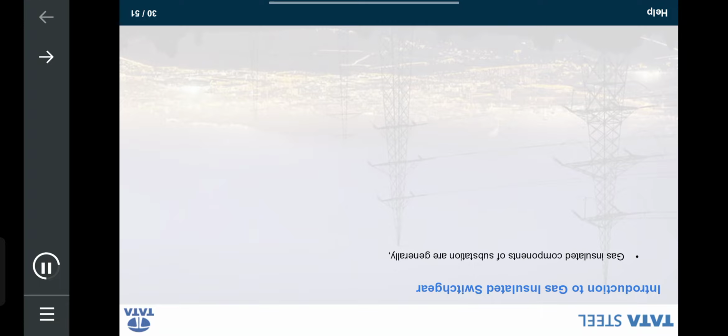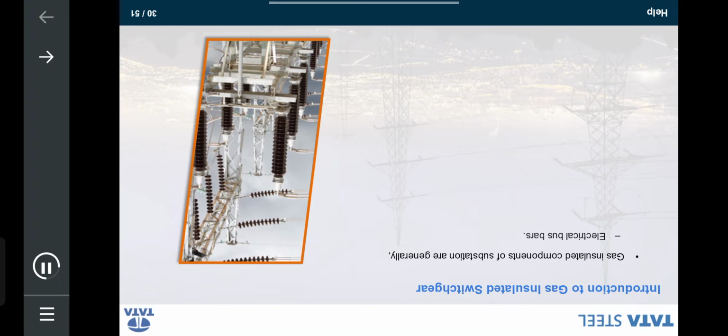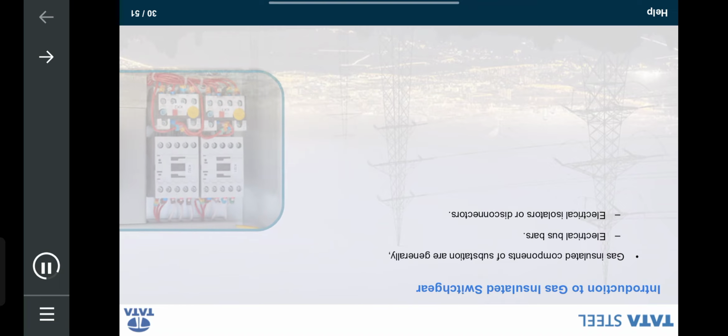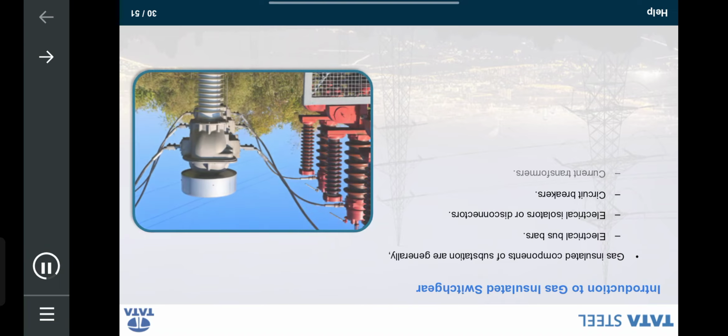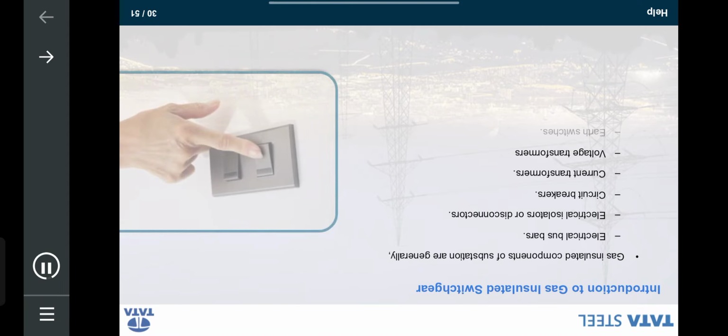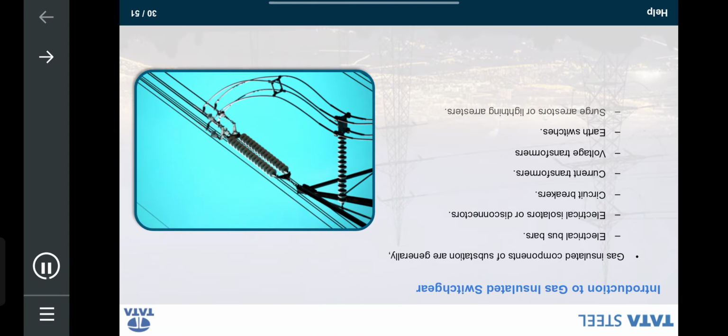Gas-insulated components of substation are generally electrical bus bars, electrical isolators or disconnectors, circuit breakers, current transformers, voltage transformers, earth switches, surge arresters or lightning arresters.